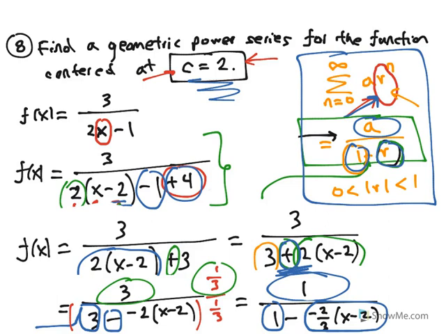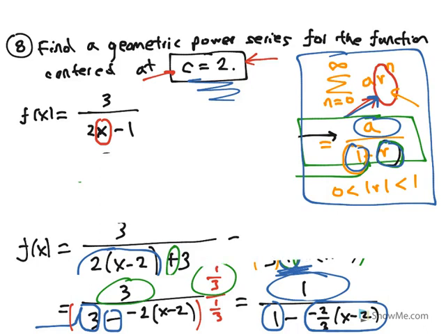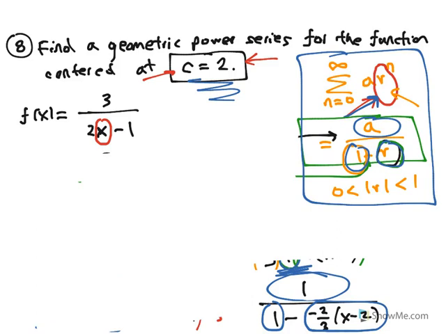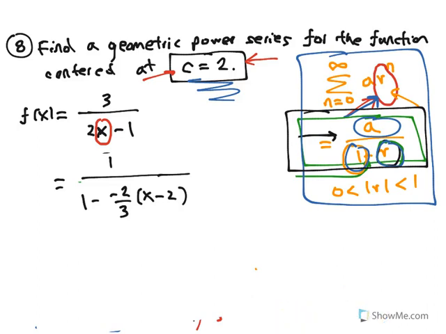So we did some work. I'm going to erase the intermediate work so that I will have more room to complete my problem. So this is all the steps that we had just completed to rewrite our function. And ultimately we were able to rewrite our function as 1 over 1 minus negative 2/3 times x minus 2. Now it is in the form a over 1 minus r. So we're able to represent our function with a geometric power series.